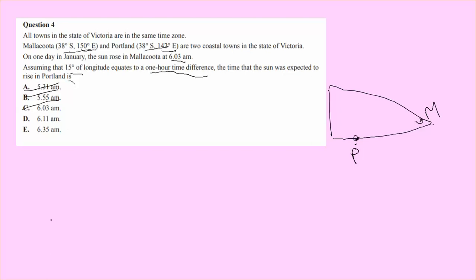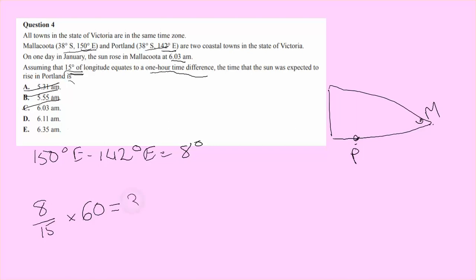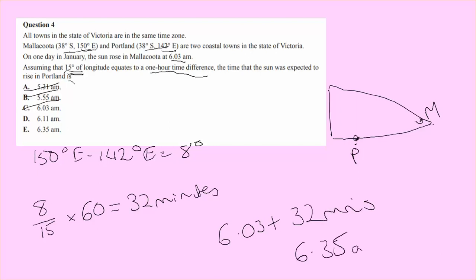To work out the difference between them, we're going to do 150 degrees east minus 142 degrees east, which means there's 8 degrees between them. To find out, if 15 degrees means an hour, I've got to work out how many minutes that is. So 8 out of 15 times 60, because there are 60 minutes in an hour, equals 32. So there's a 32 minute time difference between the 2 towns, and Portland is later. So 6:03 was the time in Mallacoota, plus 32 minutes equals 6:35 a.m.